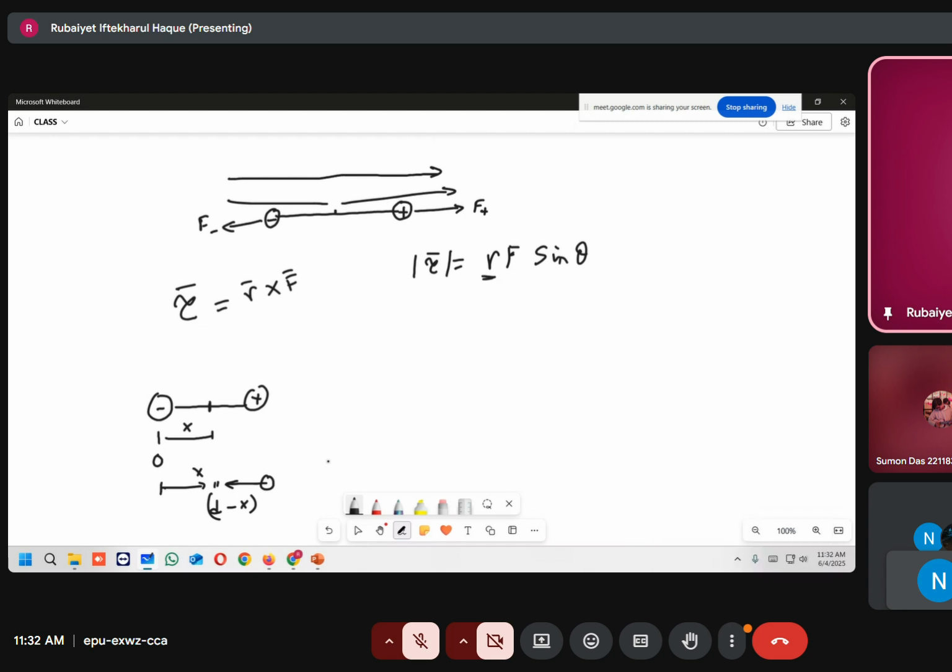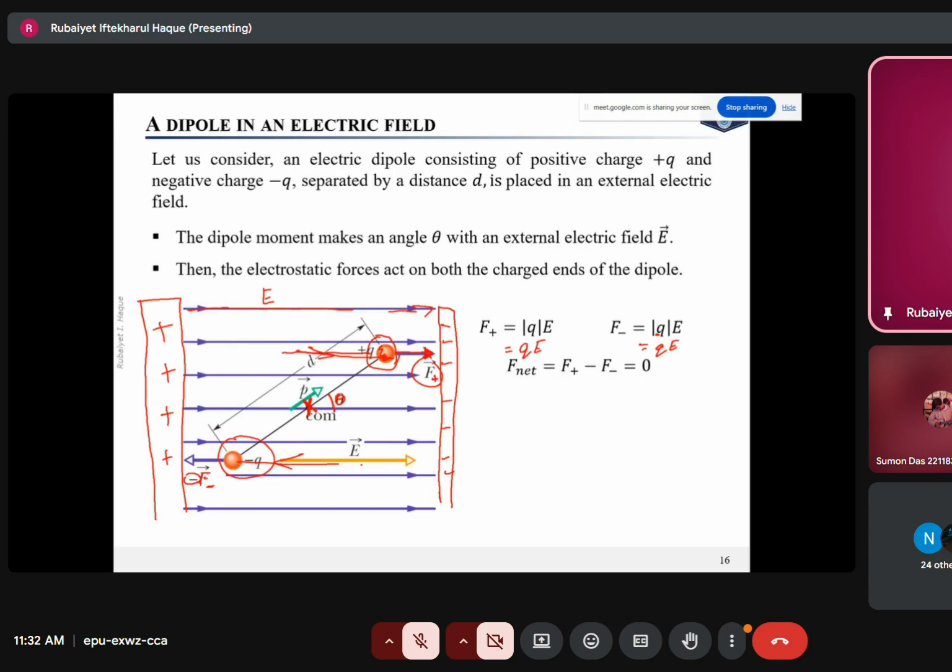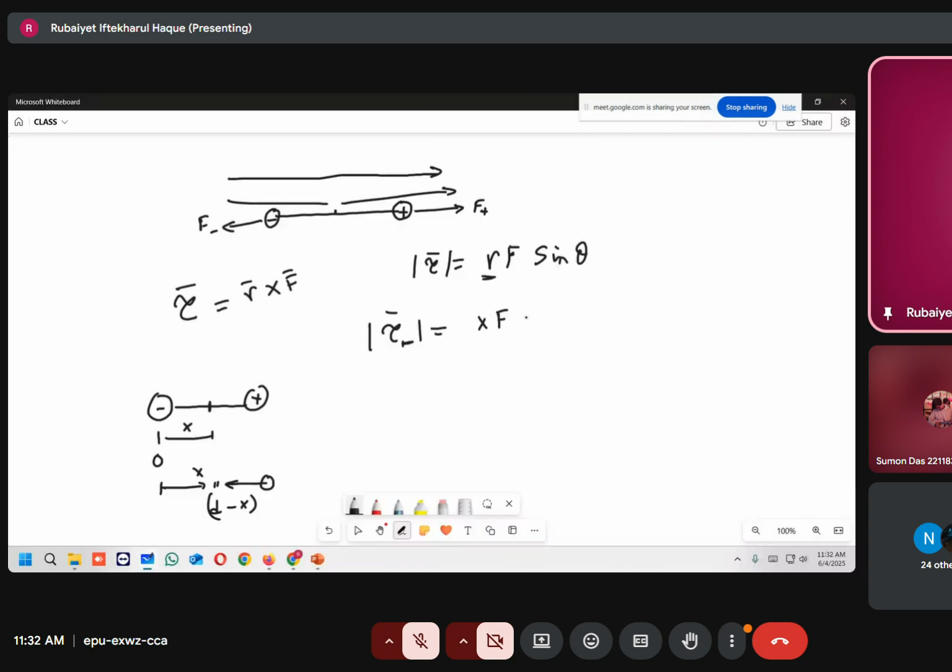Torque experienced by the negative charge due to the negative force. What is the part here? In terms of the part here, it will be xF minus sin theta. And for the torque of the positive charge, it will be (d minus x)F plus sin theta. That's it.